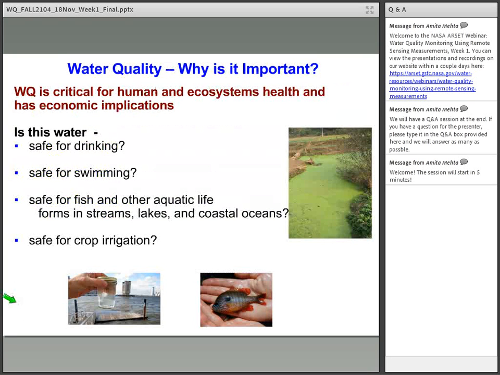So why is water quality important? First of all, it is critical for human and ecosystem health. Any water we find, we would think, is it safe for drinking or for swimming? Any water body we see, is it safe for aquatic life, like streams, lakes, and coastal oceans? Is it safe for crop irrigation? So this is what we mean by water quality.